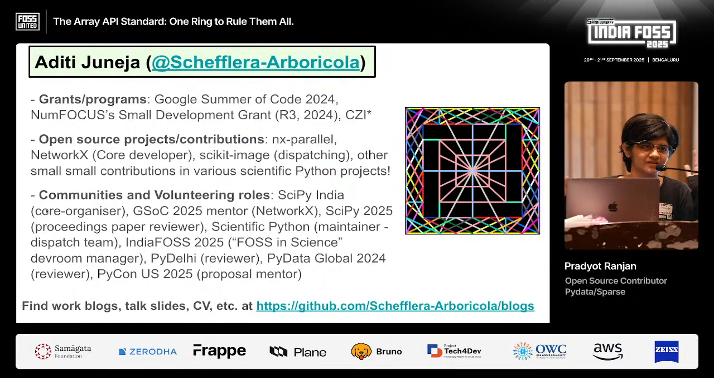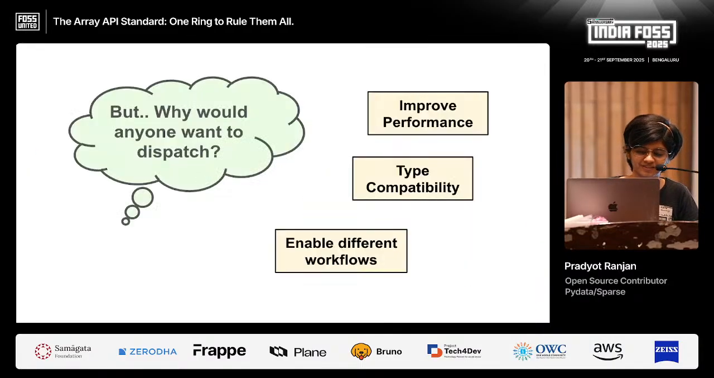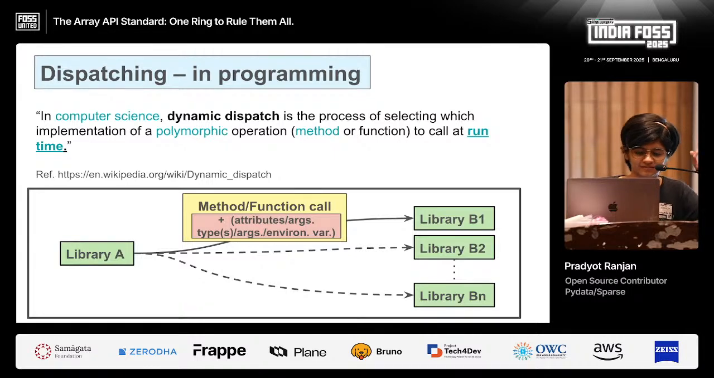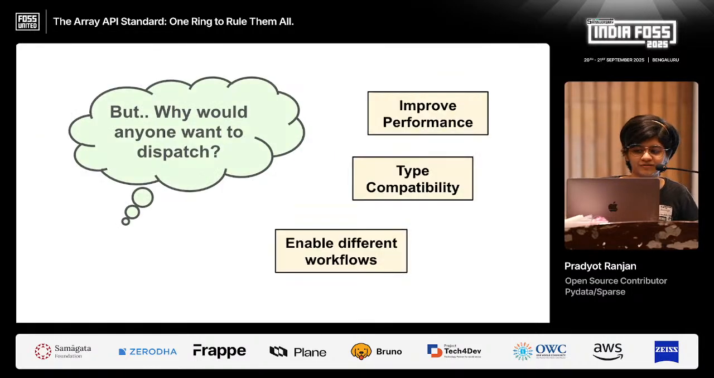And how it reaches library B is via maybe some information in the function call itself, or the type of arguments that you are passing in. But why do we do it? Maybe to improve performance, like library B has better performance, and maybe it is compatible with better types.